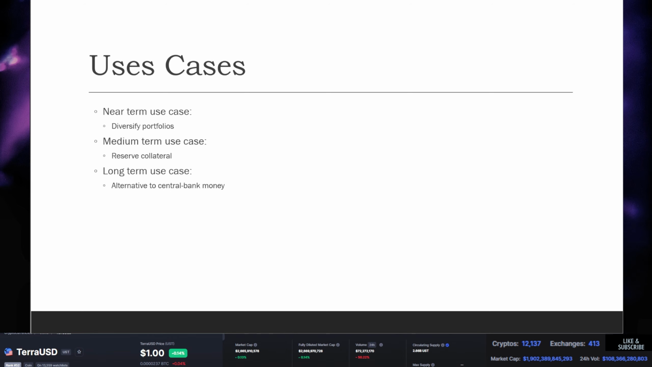Use cases. Well, what are we looking at here? The near term it can be used to diversify your portfolio. In the medium term, it can be used as a reserve collateral, which would be neat and interesting as it does rebase and is not really pegged to $1. It simply tries to stay at $1. And the long-term use case is to be an alternate to central bank money.